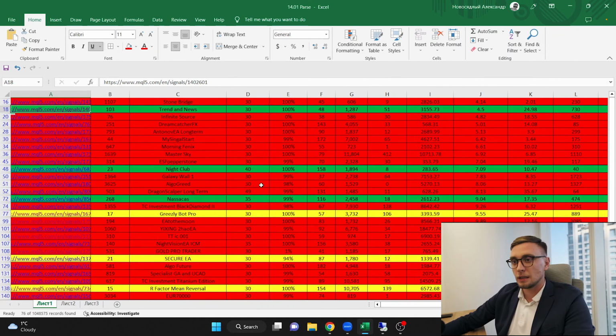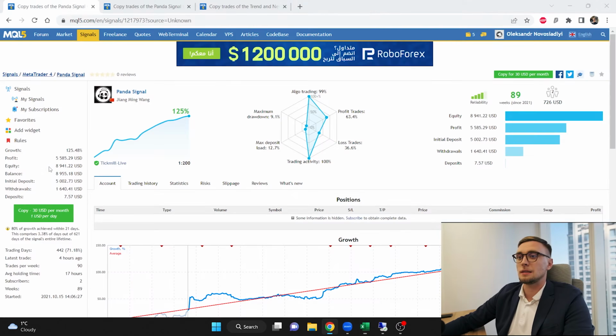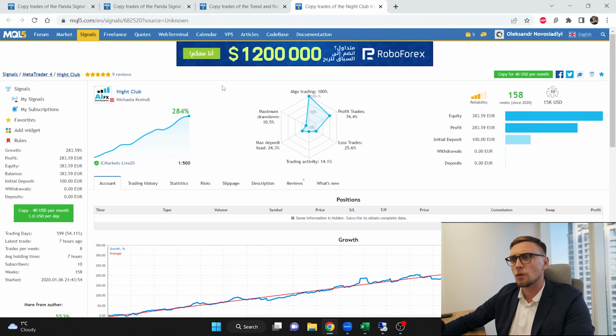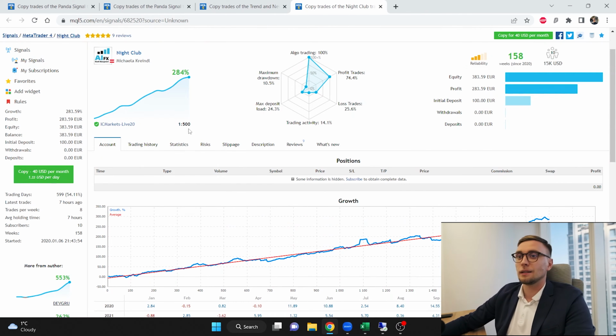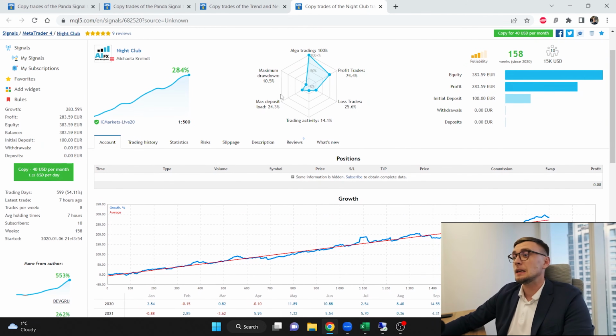The third signal that I highly recommend you to check is the Nightclub. I think that you have known him for a long period of time. What I don't like in this signal is that he's trading with a low trading volume and we need to have a better spread, but still he's consistent.